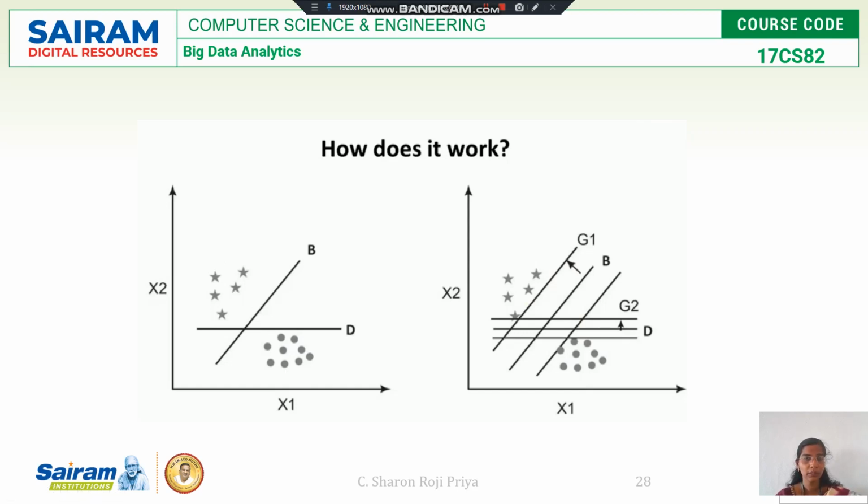Now, which one is the best one? Which one should I choose as the hyperplane to differentiate both the classes? I have to follow the thumb rule.